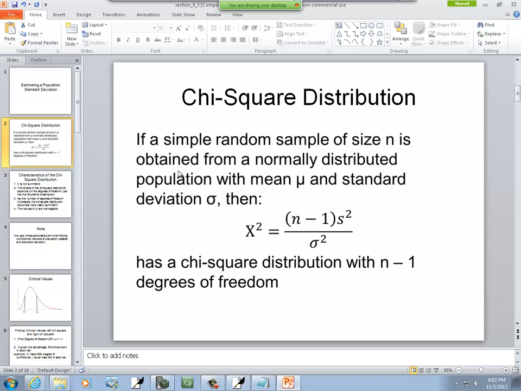It says if a simple random sample of size n is obtained from a normally distributed population with mean mu and standard deviation sigma, then chi-square, that's what that little x squared looking item looks like, is equal to n minus 1 times s squared over sigma squared. It has a chi-square distribution with n minus 1 degrees of freedom.